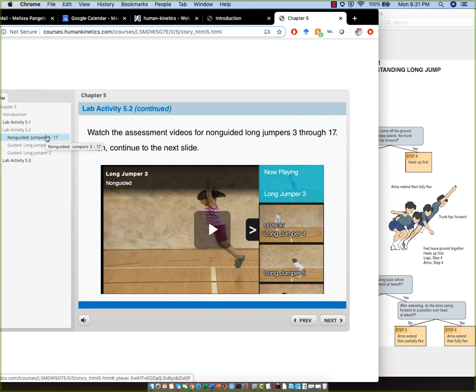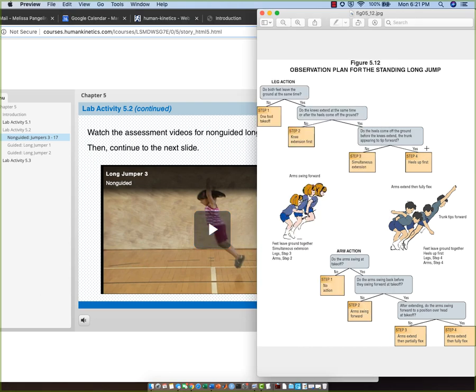And again, for this assignment, you're going to look at jumpers 4, 13, 16, and 17 for the quiz. Remember that before you start the quiz, watch each of those 4 jumpers, make a note as to which step they're in terms of the observation plan for the leg and arm action, and then once you have those notes in place, you can go ahead and begin the quiz. During the quiz, I would have the assessment videos up, as well as the observation plan, and then you can also have the quiz questions up on a separate screen. That way you can always refer back to the actual videos, the observation plan, and your notes while taking the quiz.